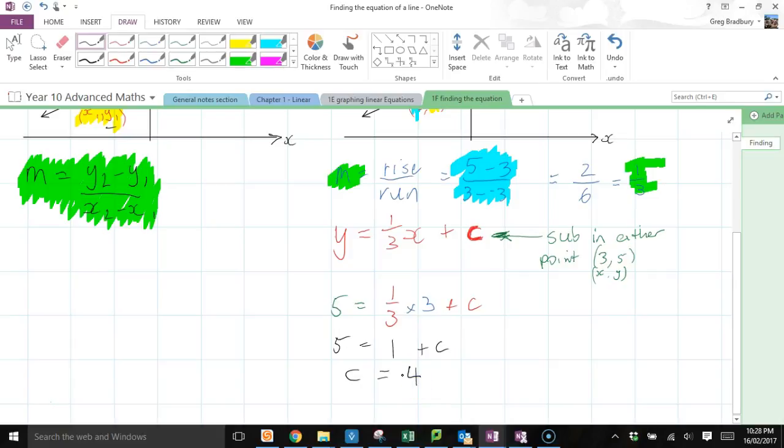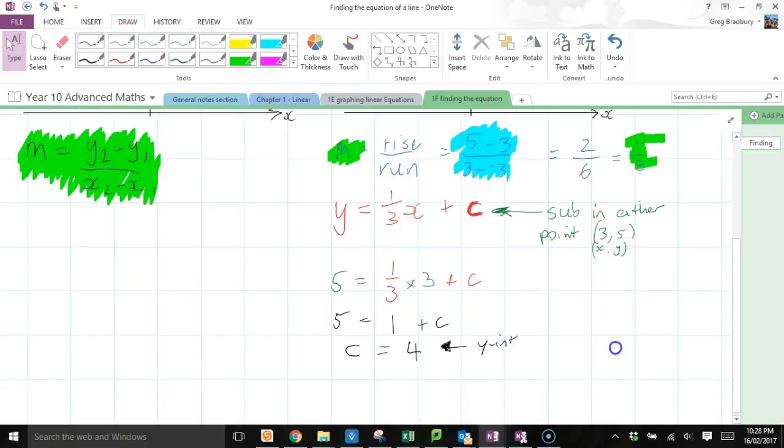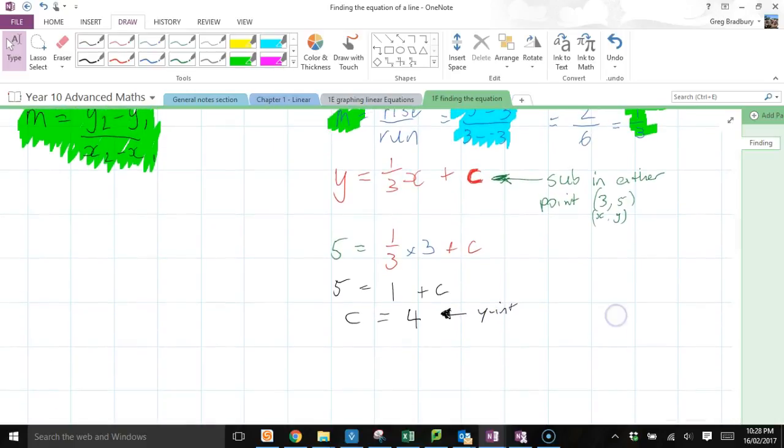Now this is our y-intercept. It's the bit on the end of the equation that tells us where it goes through the y-axis. So that's our y-intercept. Putting this back together with our equation, I'll use a different color again, we get y equals 1/3 x plus 4. So that is the equation of that line.